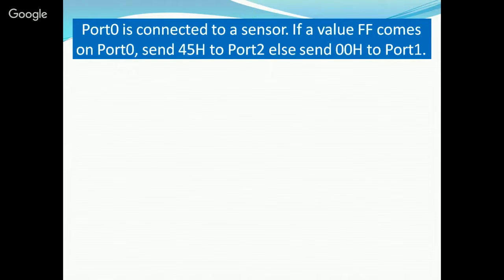The next program is a similar one. Port 0 is connected to a sensor. If a value FF comes on port P0, send 45H to P2, else send 00 to port P1. Now I want all of you to please try this first before I give you the answer. The problem is to write a C program for P0, that is, your port 0 is connected to a sensor. If a value FF comes on P0, send 45H to P2, else send 00 to P1.